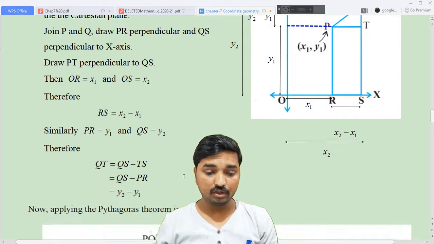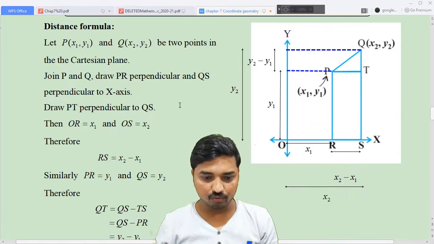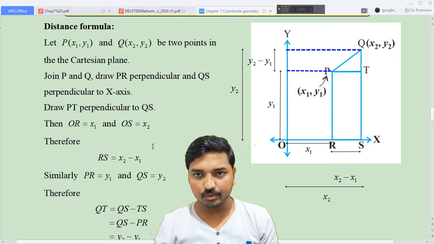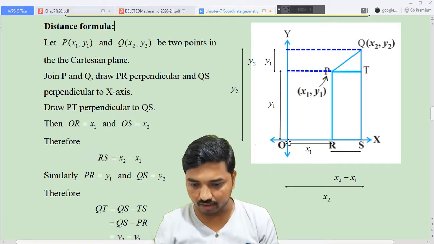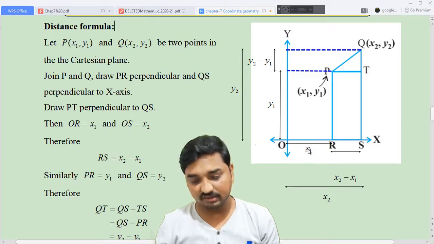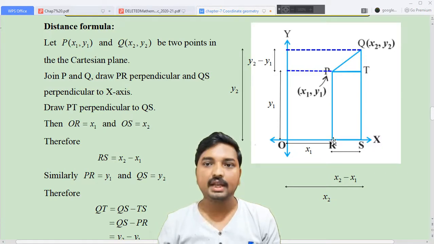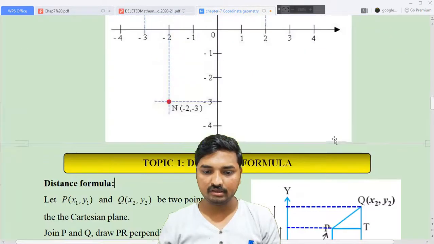Before that, we have to understand something. So now look at here, in this figure I'm going to give for you. It is like this. You need the figure for this. So now look at here. OR is equal to x1. Now try to understand the things here, it's very important. O to R distance is x1. This is because the x coordinate of the point P is actually what? X1. So its x coordinate is x1, means if you draw the perpendicular like this, this position corresponds to x1. I think you have clarified this one in the previous figure.